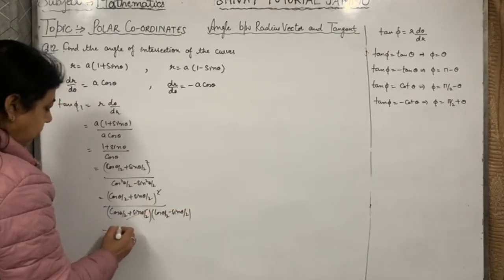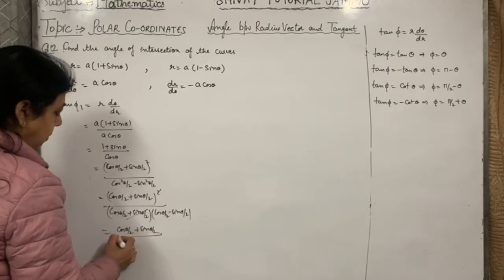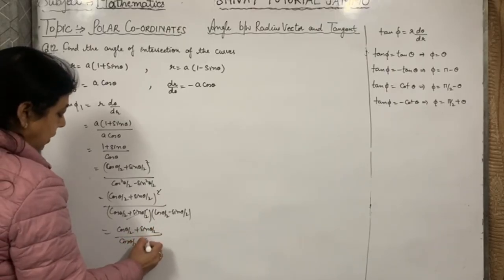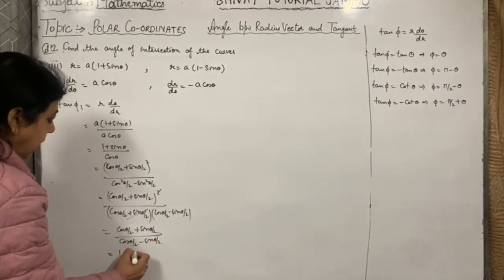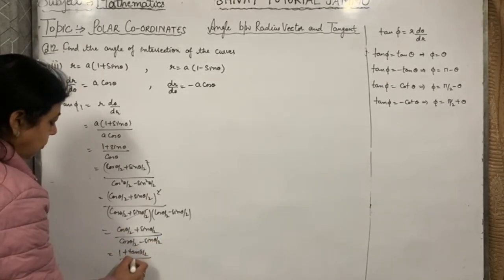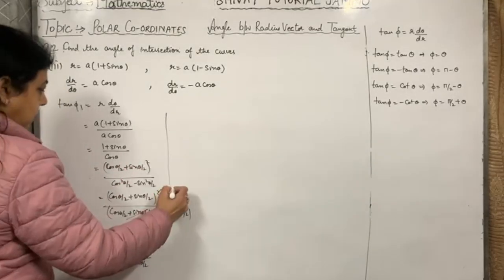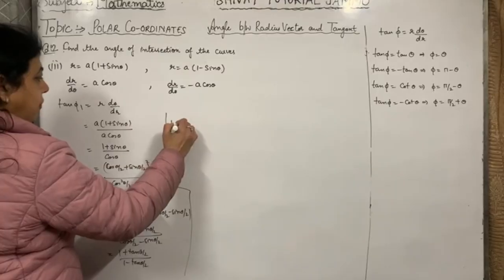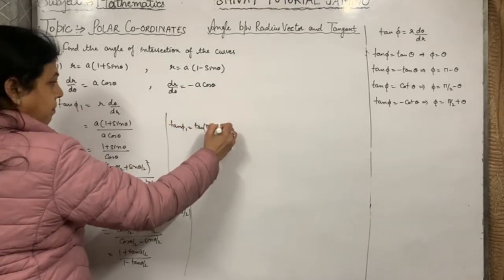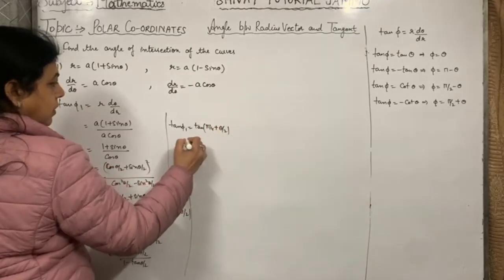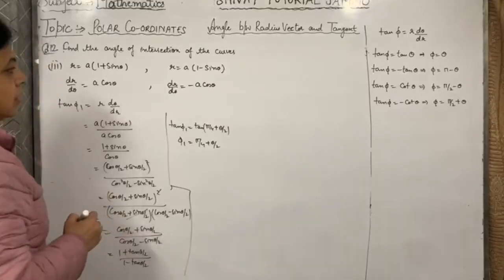This will cancel. We will get (cos theta/2 + sin theta/2) upon (cos theta/2 - sin theta/2). Dividing by cos theta/2, we will get (1 + tan theta/2) upon (1 - tan theta/2). This means tan phi 1 is tan (pi/4 + theta/2). So phi 1 is pi/4 + theta/2.